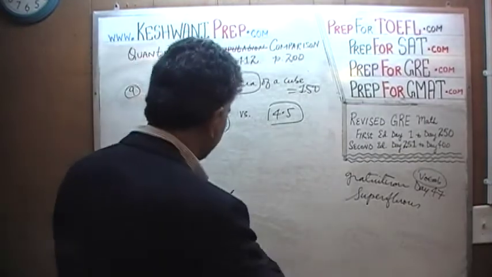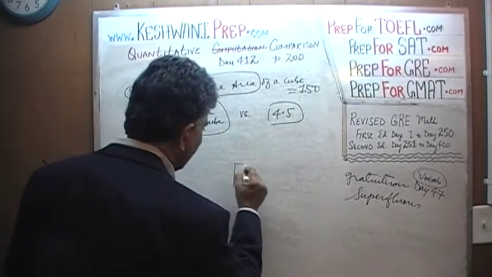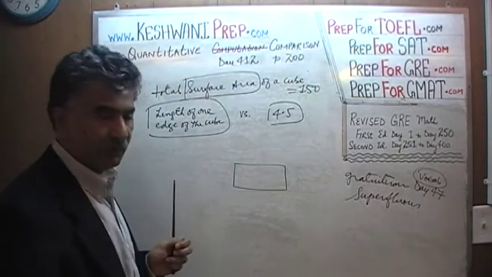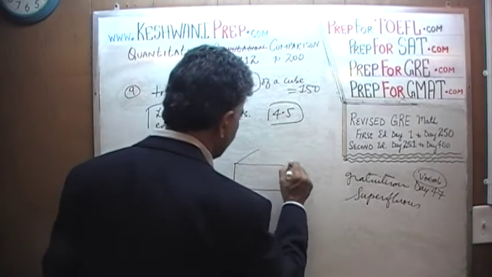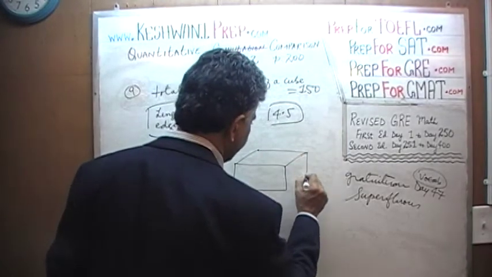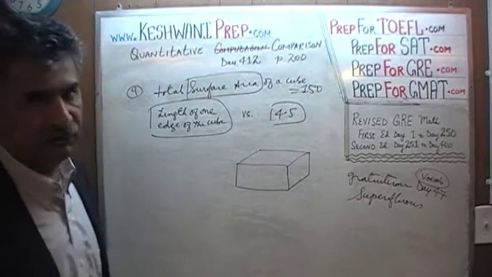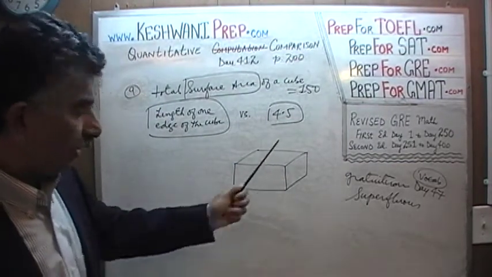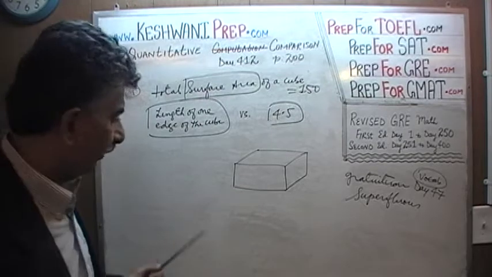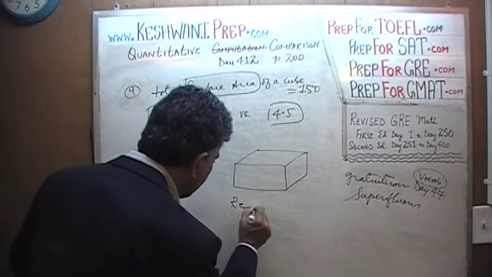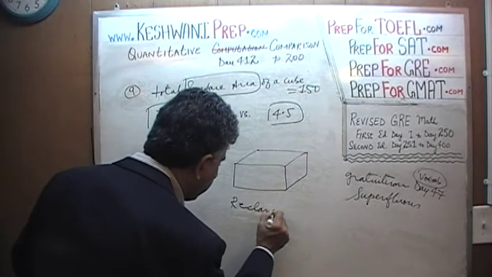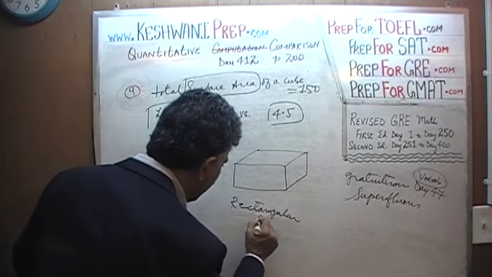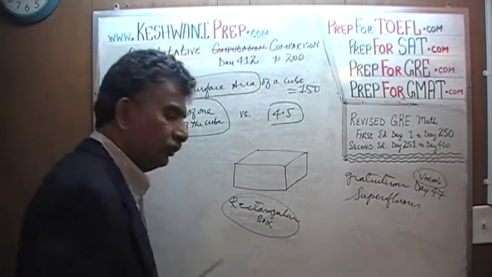For example, if you have a rectangle, and if you add one more dimension to it, this, as you can clearly see, is not a cube. What do we call this thing? It's a three-dimensional rectangle. A three-dimensional rectangle is called a rectangular box. You have to know these terminologies.